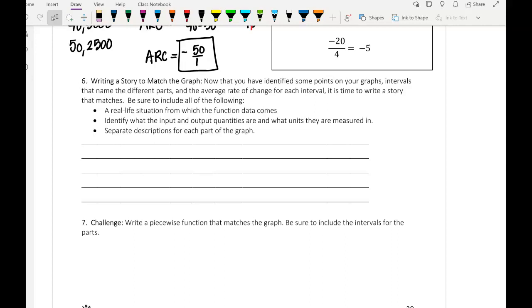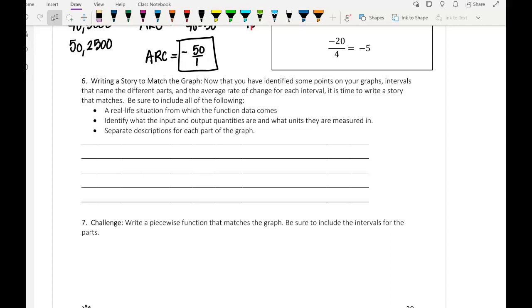Now that you have identified some points on your graphs, intervals that name the different parts, and the average rate of change for each interval, it is time to write a story that matches. Be sure to include all of the following: a real-life situation from which the function data comes, identify what the input and output quantities are and what units they are measured in, and separate descriptions for each part of the graph. So you notice right now we have numbers labeled on our X and Y axis, but we don't have labels as to what units they are.